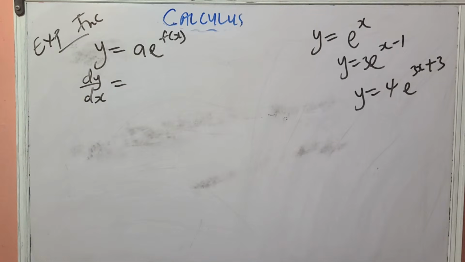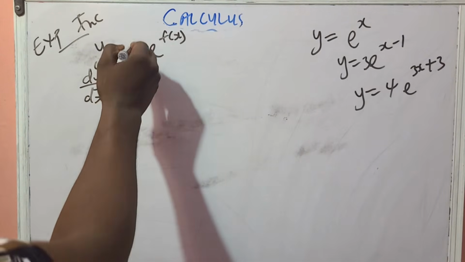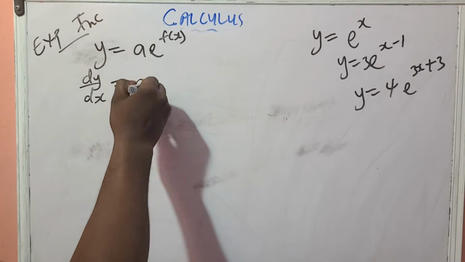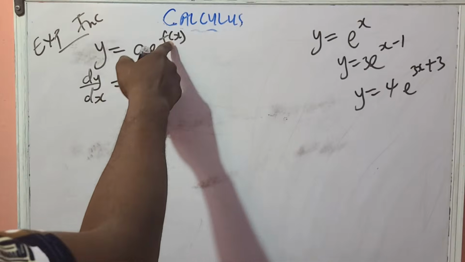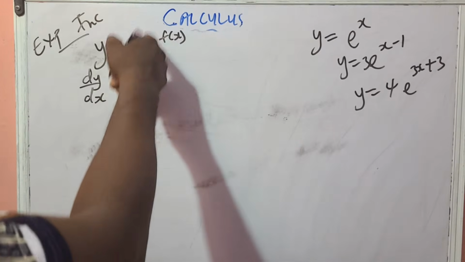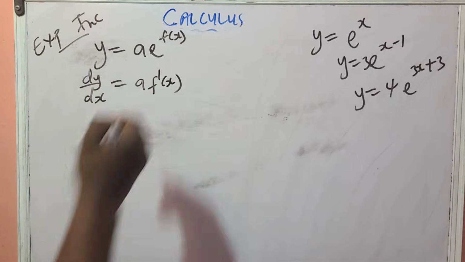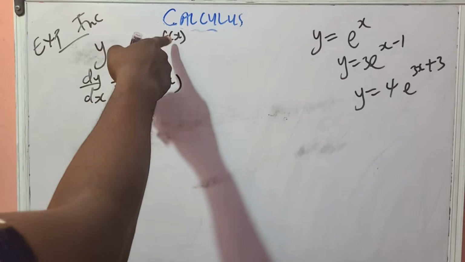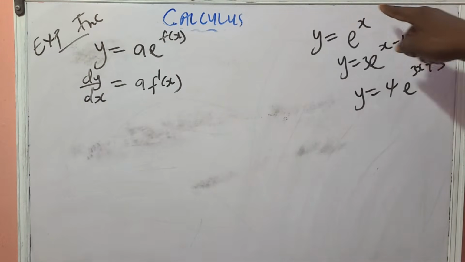Our dy over dx is very, very simple. You know what you have to do to always get a perfect answer? If you are going to differentiate a function that has an exponential, number 1, write the a back. Number 2, multiply that a with the derivative of this f of x. That means you will differentiate this power. In this case, you differentiate this power.